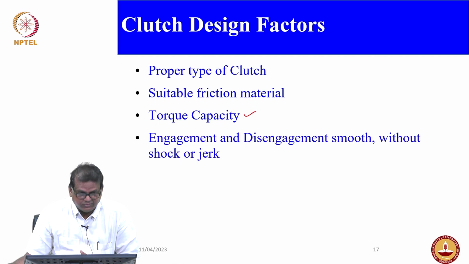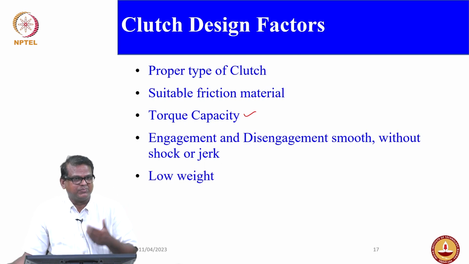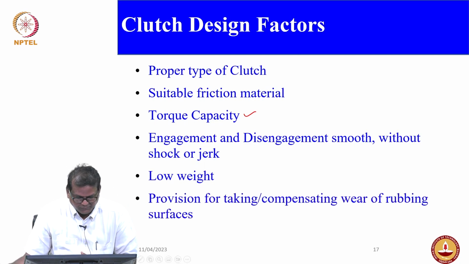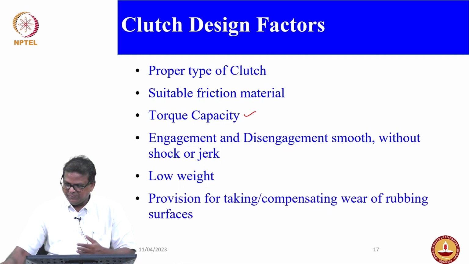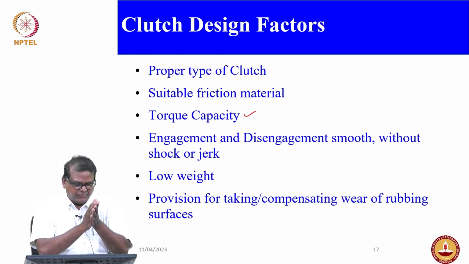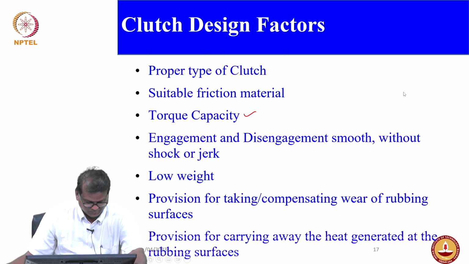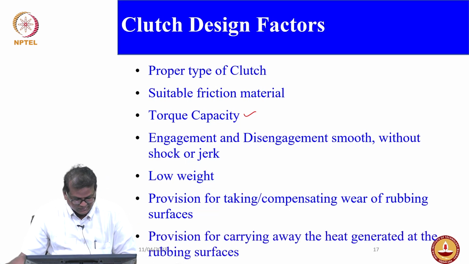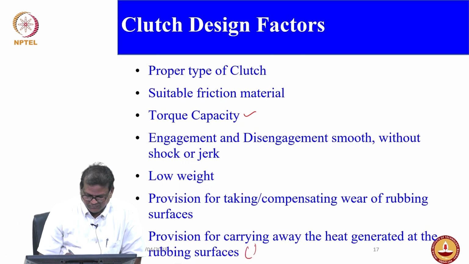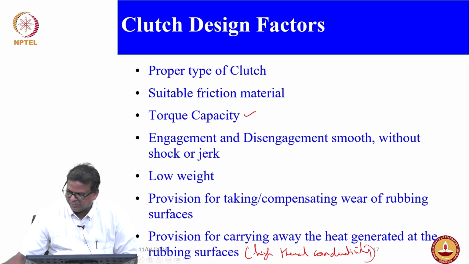Engagement and disengagement should be smooth without shock and jerk, it is quite obvious, and the weight should be as low as possible. Obviously, you need to reduce the specific fuel consumption, so the weight has to be minimum. And there must be a provision for compensating wear of rubbing surfaces. Obviously they rub, right? With relative motion, they contact and try to engage during operation, either disengagement or engagement. So the wear has to be small and adjustable also, right. A provision for carrying away the heat generated at the rubbing surface is nothing but high thermal conductivity, so that the heat dissipation is done in the proper way.